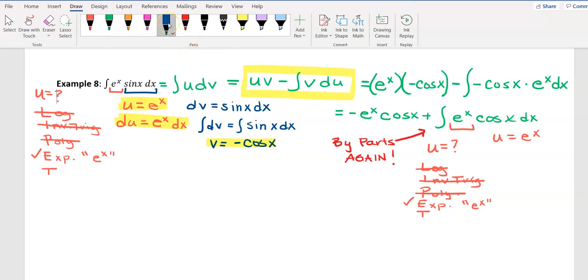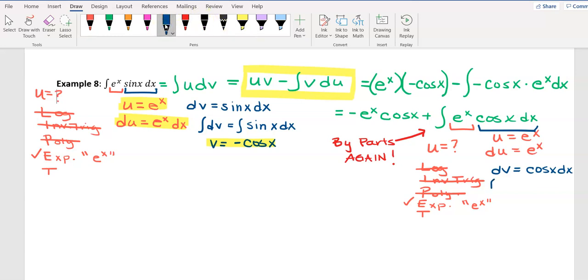My du, or excuse me, my dv. I think I keep saying du. I mean dv. So my dv here is going to be the cosine of x dx. Now I need to find their partner pairs, right? So my u's derivative is du, and the derivative of e to the x is once again itself.